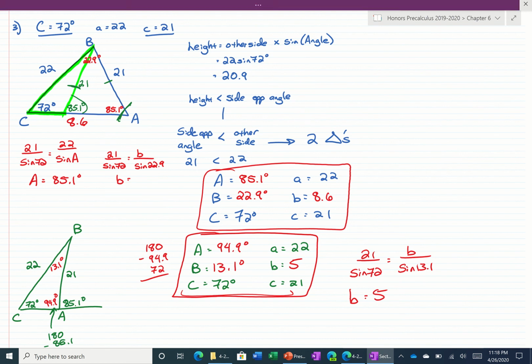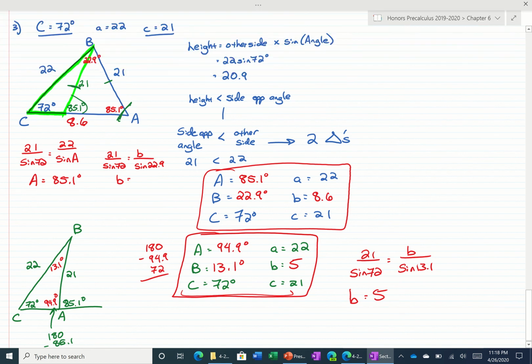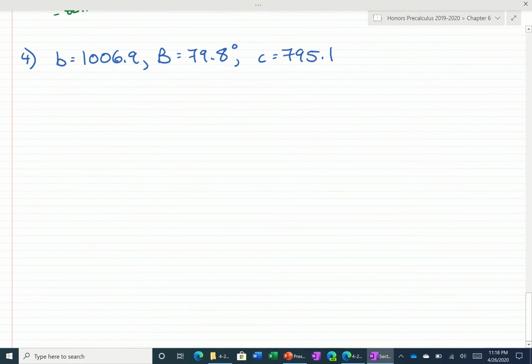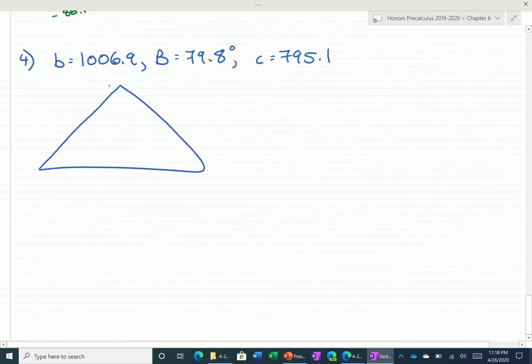All right, there's one more problem I wanted to do with you, and that'll be it today. Okay. Fourth one says, what if side B was 1006.9, angle B was 79.8 degrees, and side C was 795.1. Let's draw it out. I see a side and opposite it, so I'm going to set it up like this. C is going to go right here. So this would be A.